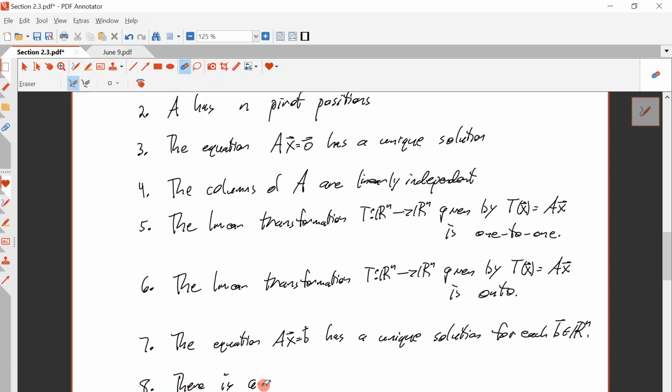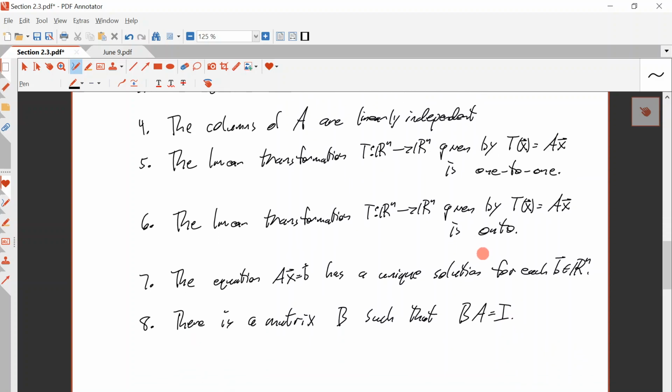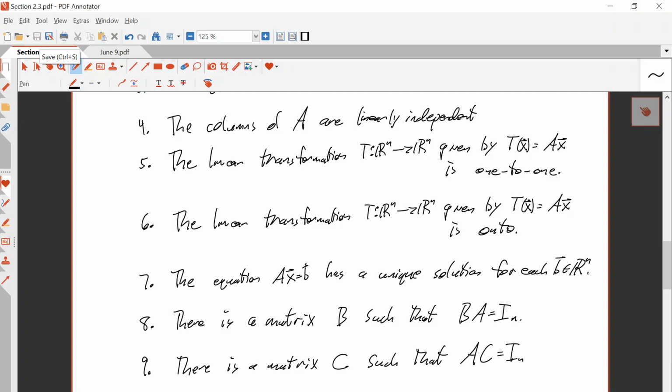There is a matrix B such that BA is equal to I. There's a one-sided inverse. There is a matrix C such that AC is equal to I_n. So this is saying that you only have to check if the matrix has an inverse on one side. If it has an inverse on one side, then it has an inverse on both sides.